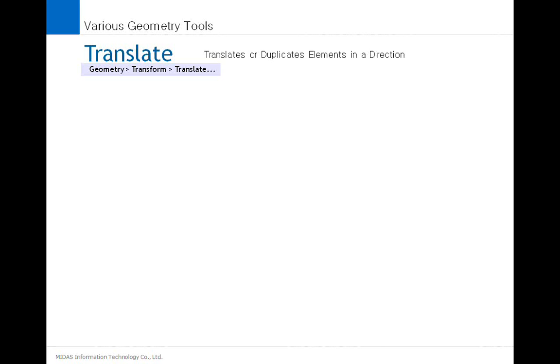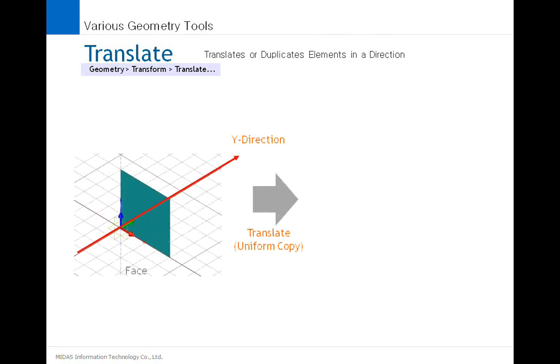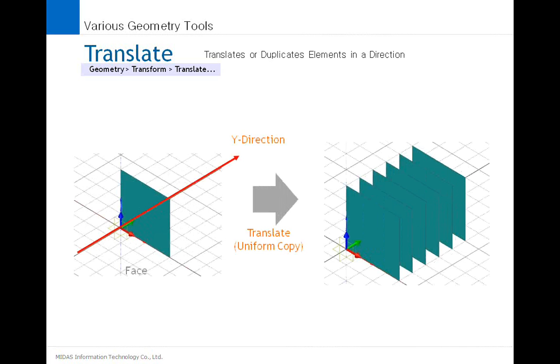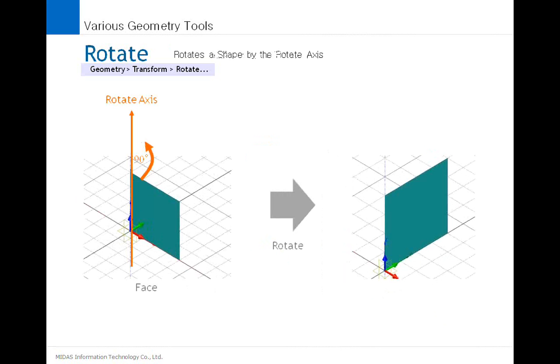So we use several transform features of GTS, mainly the translate, with which we specify the direction, and if we translate using uniform copy, it will be translated in the desired direction. We can rotate the geometry. So on a rotation of 90 degrees, it has been rotated. It's very clear.